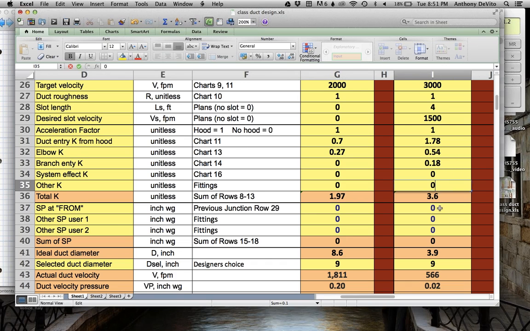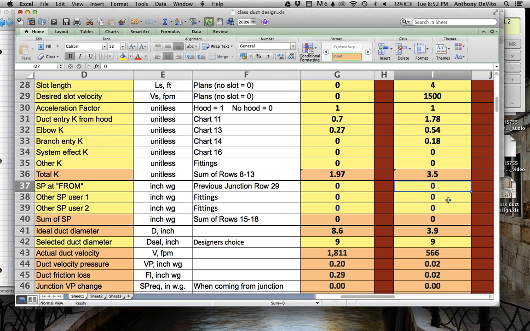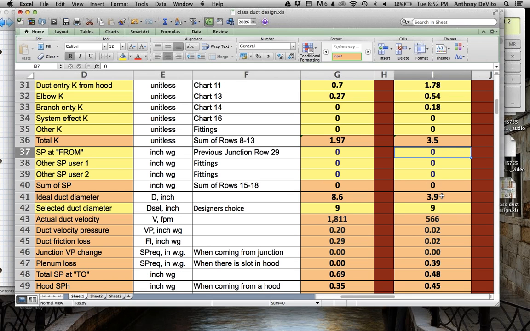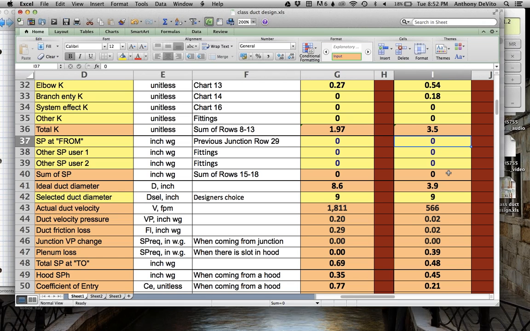Okay, so next, my static pressure from is 0 because it's starting from outside air. So the starting static pressure is 0. Okay, the only time static pressure wouldn't be 0 is when you're coming from a junction, right? Because it'll have a static pressure then. But we'll see that in a second. Other static pressure from other users like filters or whatever, or a static pressure drop from a filter or something like that, we'd fill in here. We don't have any. So the starting static pressure is 0.